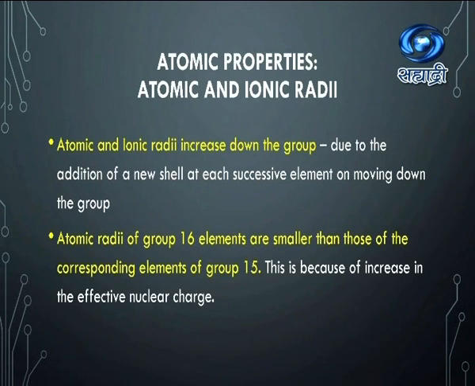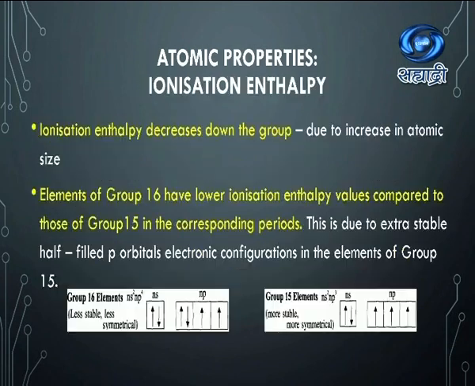Now the atomic radii of group 16 elements are smaller than those of the corresponding elements of group 15. This is because of the increase in the effective nuclear charge. So these are the trends in atomic and ionic radii. Now the second periodic property is ionization enthalpy.